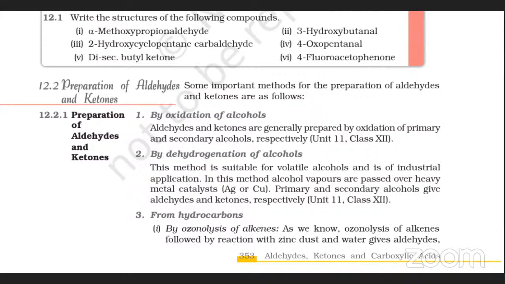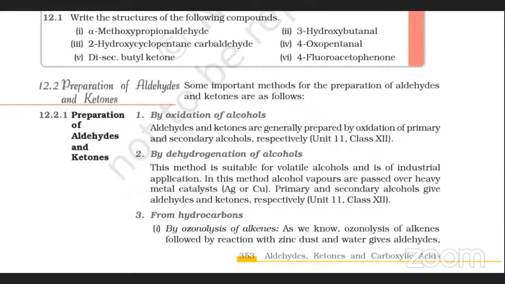First, by oxidation of alcohols. Aldehydes and ketones are generally prepared by the oxidation of primary and secondary alcohols. If we oxidize alcohols, we get aldehydes and ketones, he said. After that, dehydrogenation of alcohols.